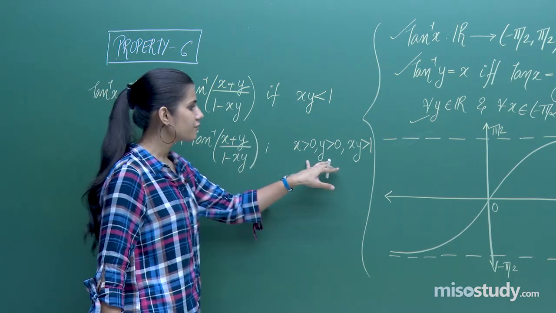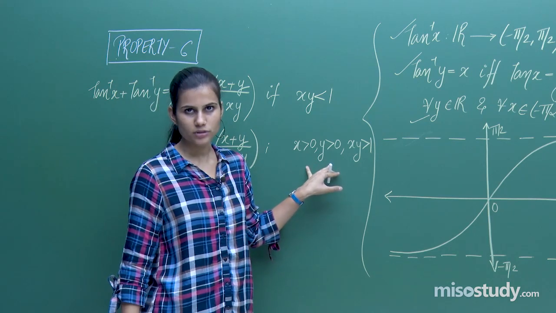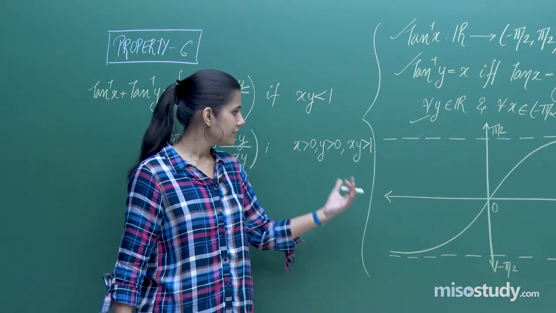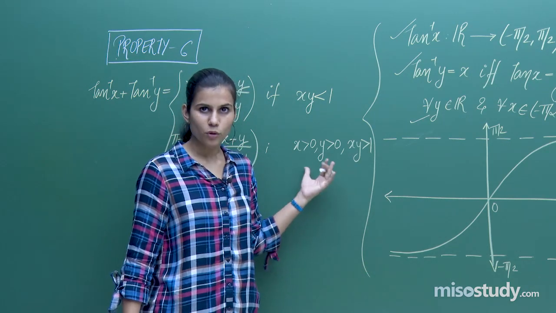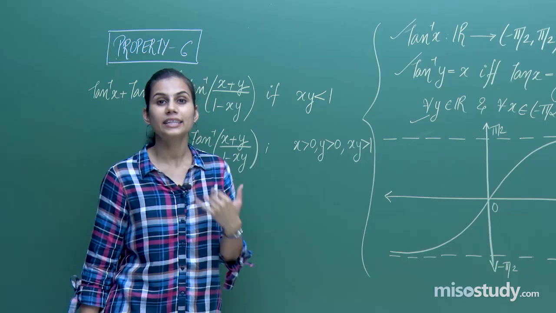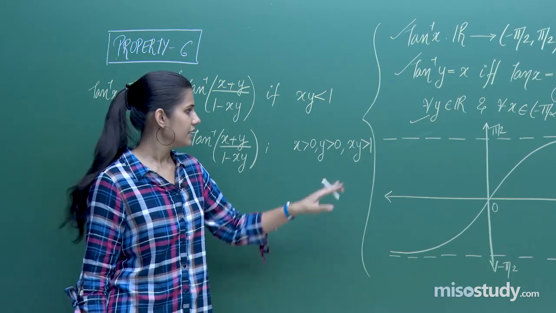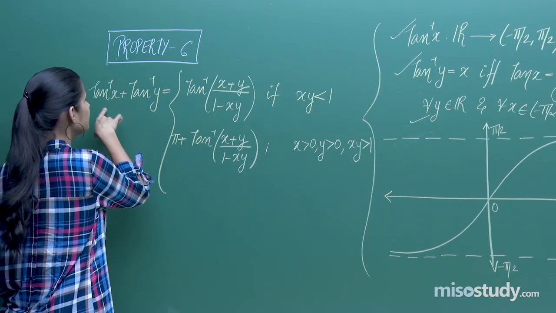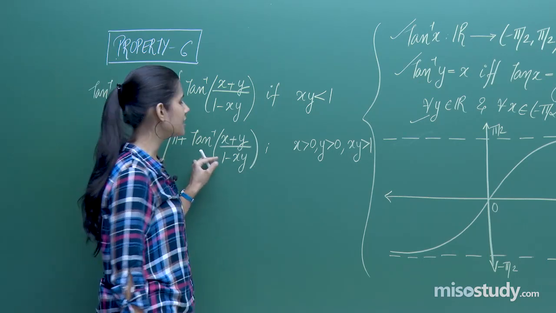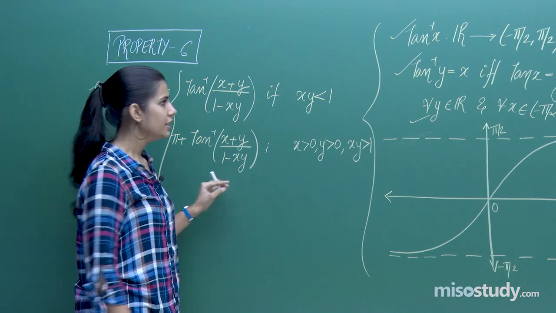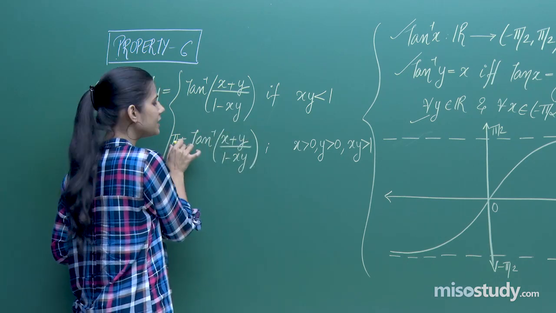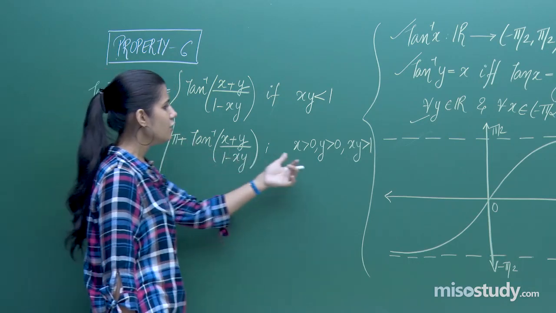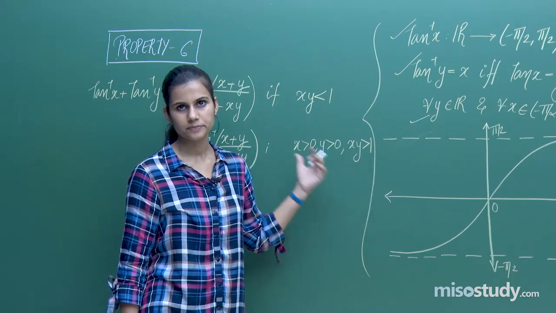So if x and y are coming from that section of the real line, basically the positive real line, such that their product is greater than 1, right? If both of them are positive and their product is greater than 1, that means what? For that x and that y, tan inverse x plus tan inverse y is pi plus tan inverse of (x plus y) upon (1 minus xy). You obtain this quantity and add a quantity pi to it. The final result that you obtain is the value of tan inverse x plus tan inverse y for x and y satisfying this condition. Cool?